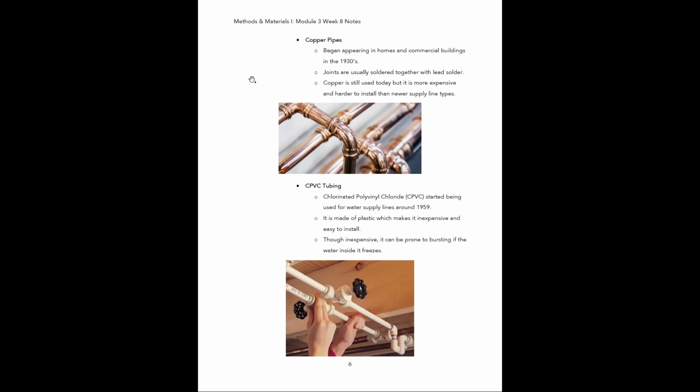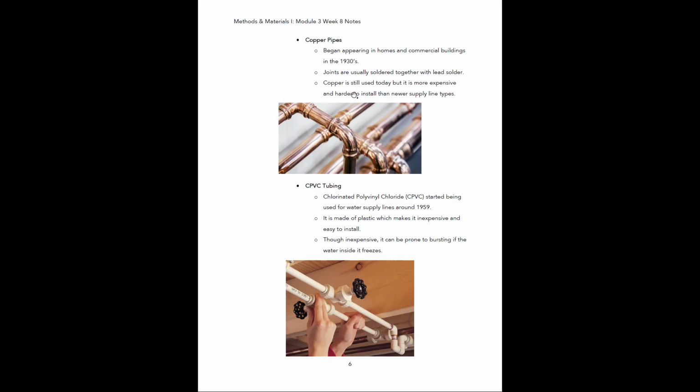Next, we have copper pipes. So these began appearing in homes and commercial buildings in the 1930s. The joints that connect segments of the copper pipe are usually going to be soldered together using a lead solder. Some people have also had concerns about lead solder, the component that's actually fusing these pipes together, fearing that it might leach into water as well, but that's still the standard that we use, and typically it's not really that big of a deal because it's such a small amount of lead. It usually doesn't really leach into the water supply at all.